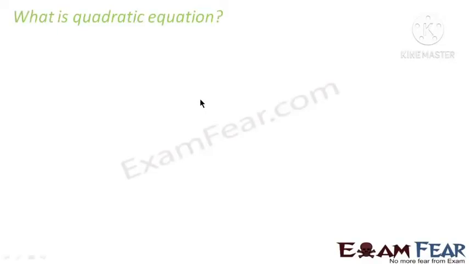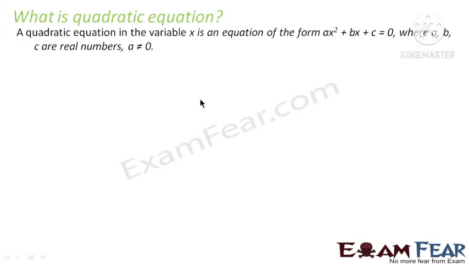First, what is a quadratic equation? A quadratic equation is nothing but an equation in the form of ax square plus bx plus c is equal to 0. This form of equation is called a quadratic equation in variable x. Why? Because you have used the variable x. x is the variable and a, b and c are real numbers. They are constants and a should not be equal to 0.